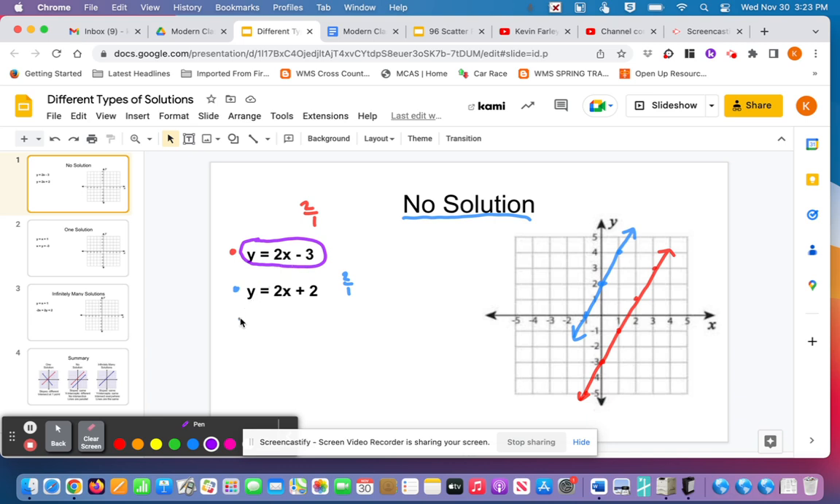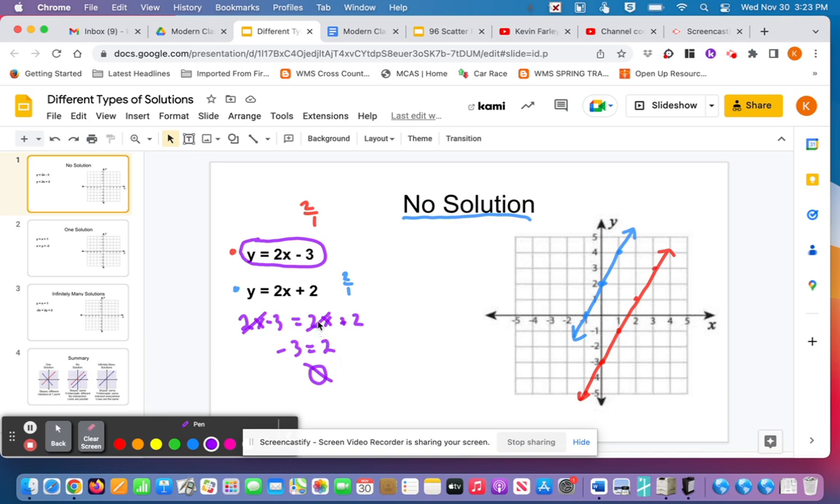So y turns into 2x minus 3. And then I'm just going to copy the rest of the equation. Is equal to 2x plus 2. I have variables on both sides that are exactly the same. Those will cancel out. And I'm left with -3 is equal to 2, which we know is not true. That cannot happen. That tells us there's no solution.